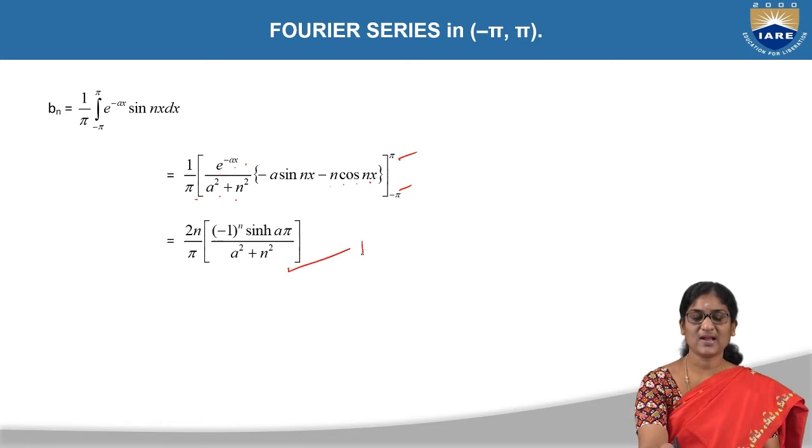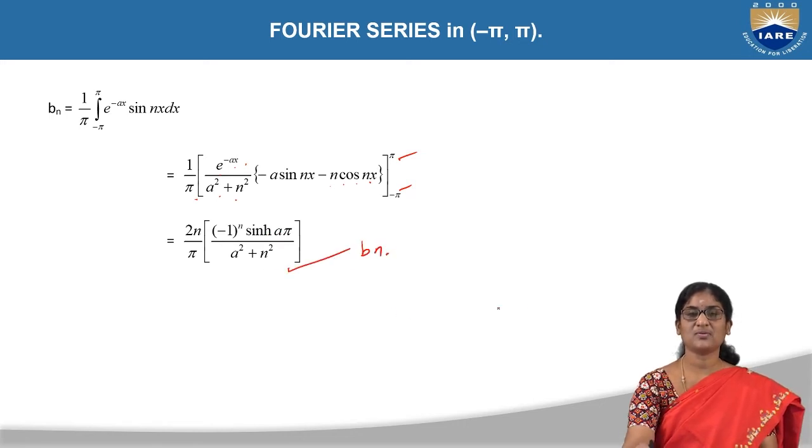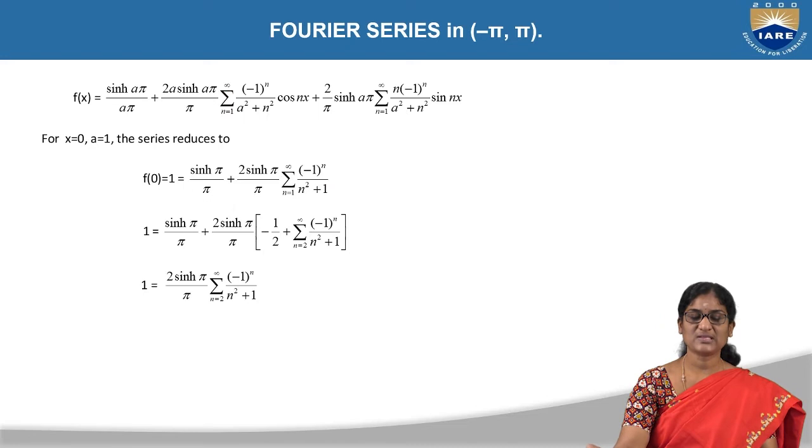So this is nothing but the bn coefficient, the third Fourier coefficient. By now we have got all three Fourier coefficients, a naught, an and bn. Now we just need to substitute in the Fourier expansion to get the Fourier series for the function e^(−ax) in the interval minus π to π. So let us see what the Fourier series is.